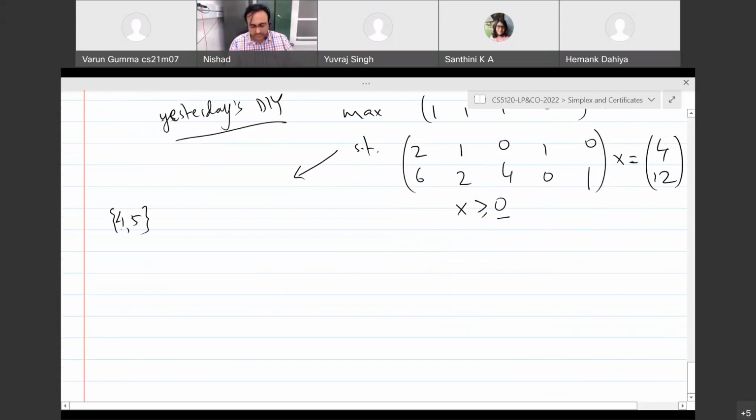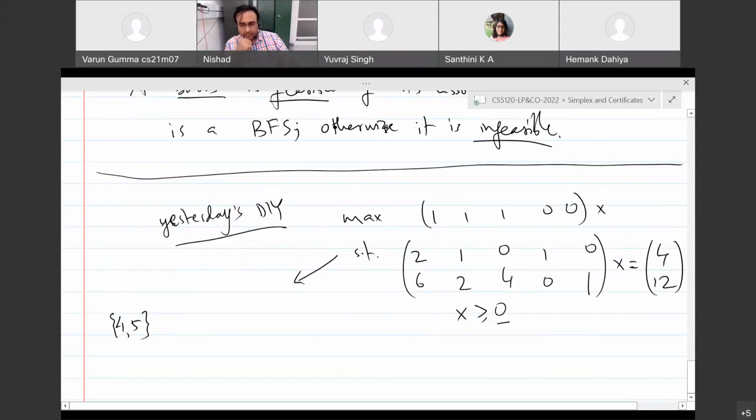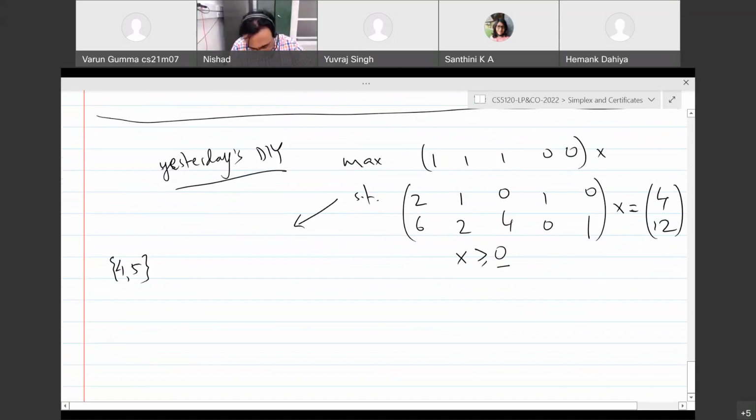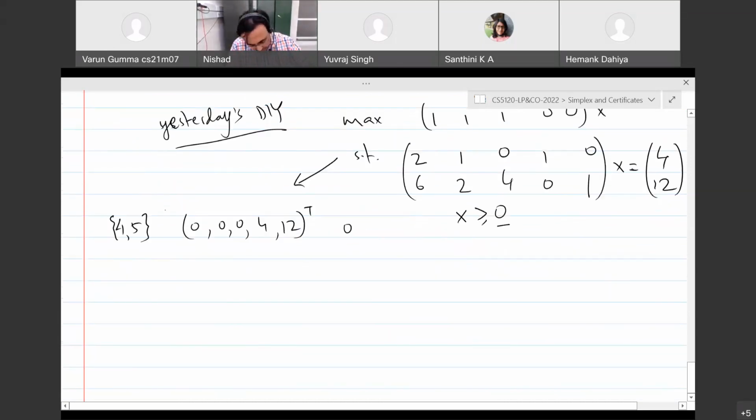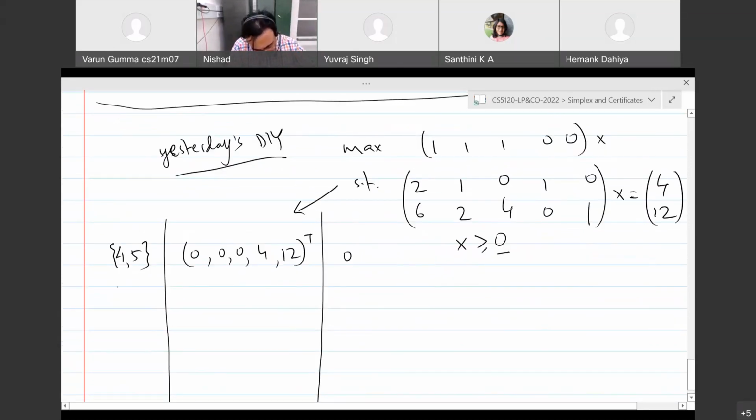Clearly, the first basis is you start with 4, 5, right? Because it's already the identity submatrix over there. And the corresponding solution is simply the right-hand side, 0, 0, 0, 4, 12. And the value is 0, right? The next basis, if you did it correctly, should be 1, 5. And the corresponding solution is 2, 0, 0, 0, 0. And the value is 2.